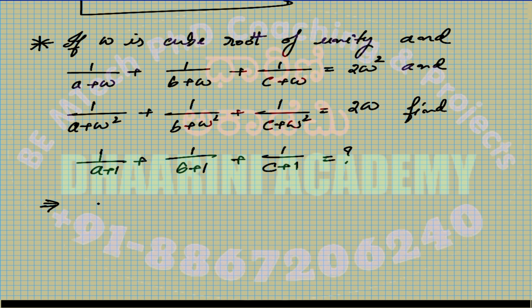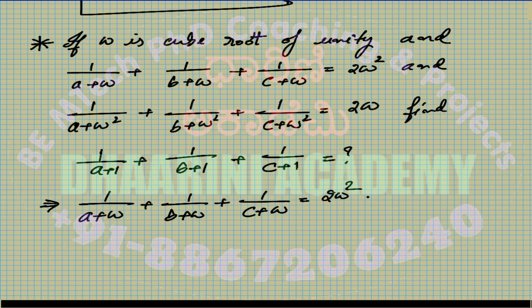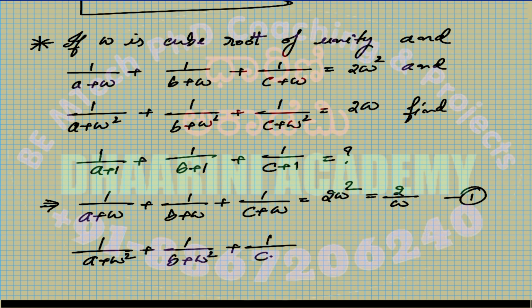This means I can write it in this fashion. So what is given, I will rewrite now. That is 1 by a plus omega plus 1 by b plus omega plus 1 by c plus omega is nothing but 2 omega square. But I know that omega square is 1 by omega. From the basics of cube roots of unity, I can write this as 2 by omega. Call this equation 1. Similarly, write the other given data, that is 1 divided by a plus omega square plus 1 divided by b plus omega square plus 1 divided by c plus omega square. Okay, so this is equal to 2 omega, that is equal to 2 by omega square. So this is equation number 2.